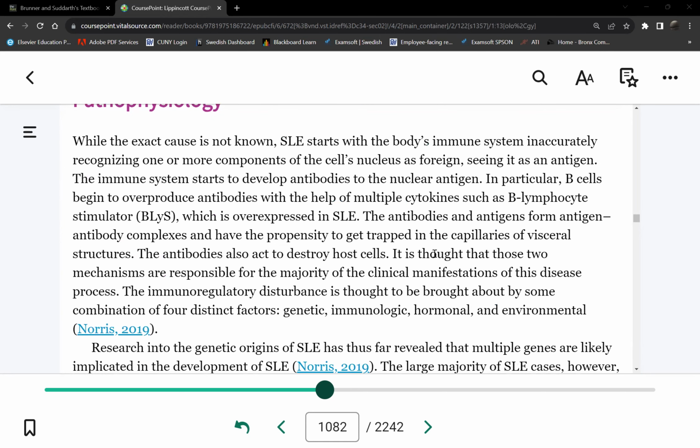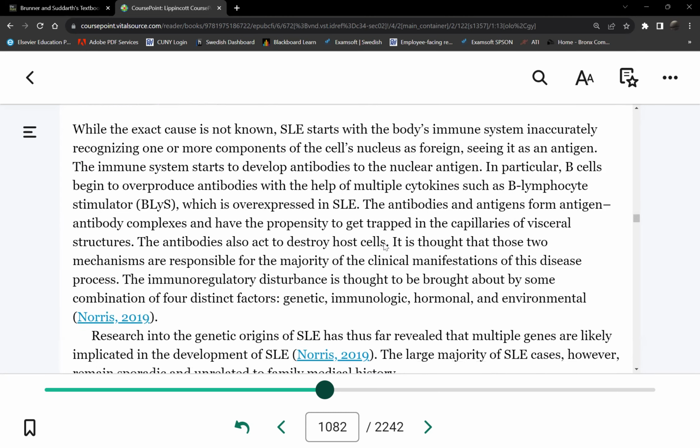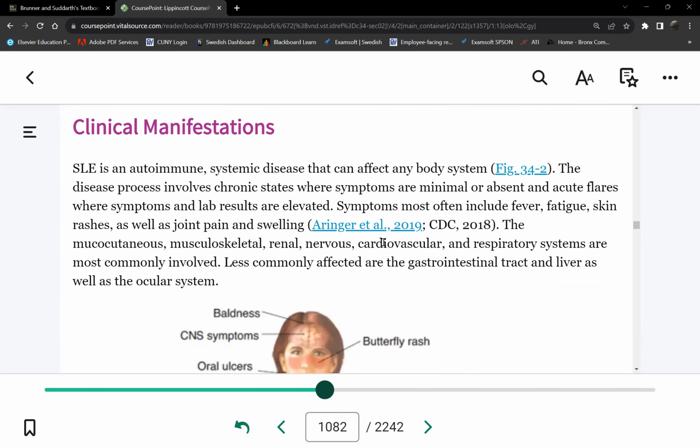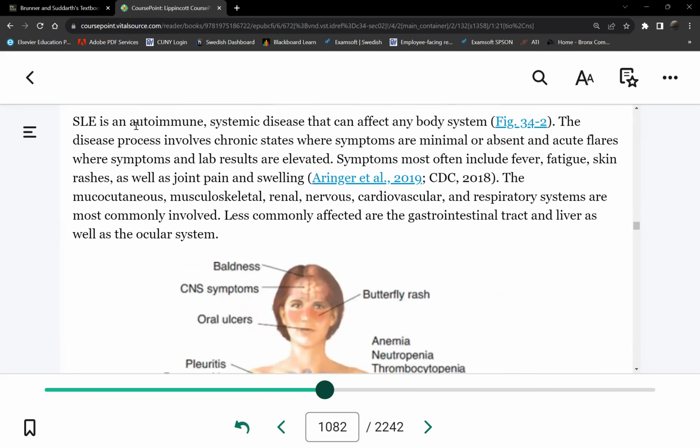It's an autoimmune disorder, so we have no idea what causes it. The exact cause is unknown. We have theories, but that's all they are, theories. All right, let's get to the manifestations. It's systemic. So this affects every body system that has a connective tissue.